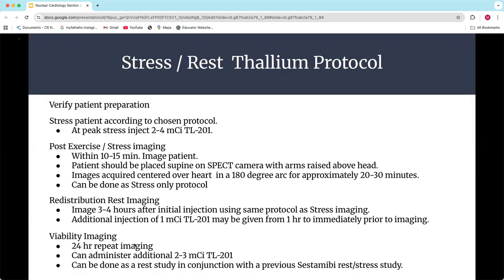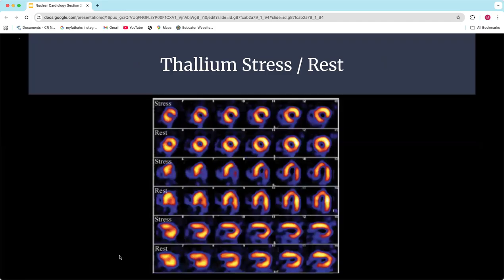The last thing I'll mention on this slide before we exit is we can do viability imaging because it stays in the body so long. I'm not even going to really go over that because we'll do that next time, but viability imaging can be done the next day. Okay, so let's look at some images here.